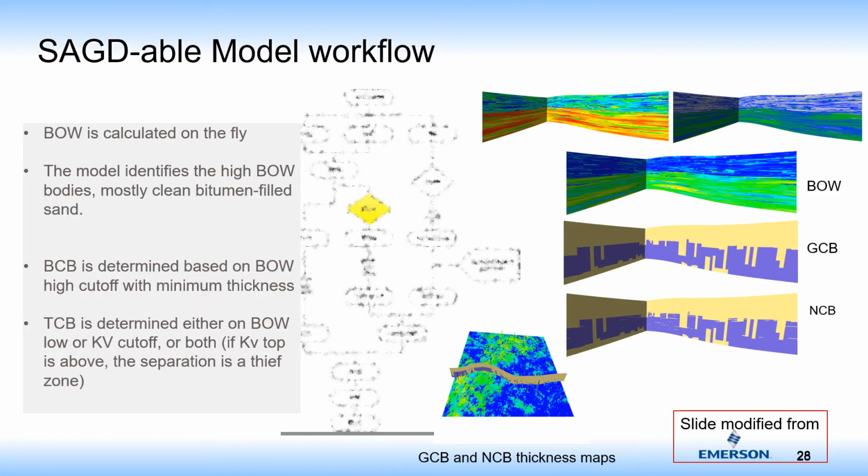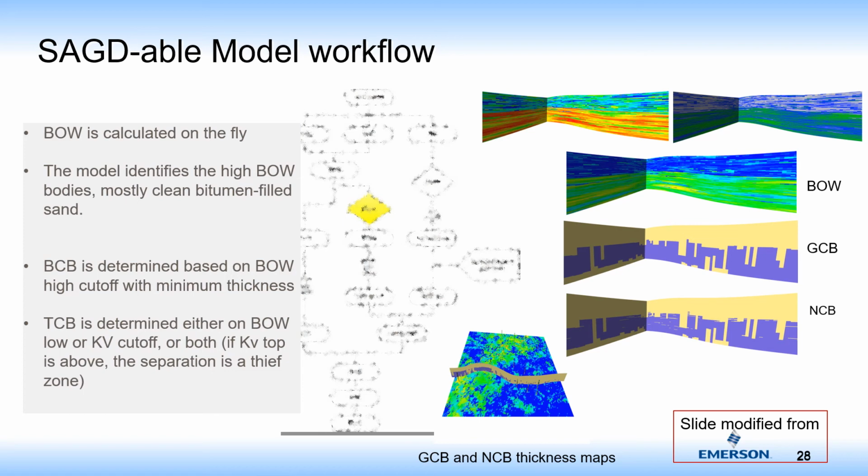Then, summarizing with just the graphics, I blocked out the Emerson workflow. It's not 100% exact; there are a couple of little logical errors in this diagram. But we calculate the bulk oil weight on the fly. We identify that high quality body at the bottom. We then look for the cutoff with that minimum thickness on low quality, the non-net, and we get the top. And we assess that ambiguity.